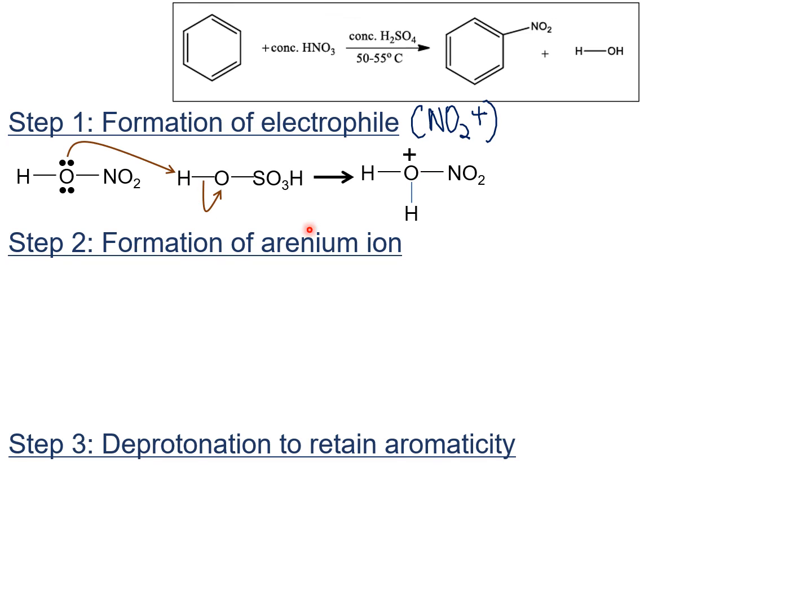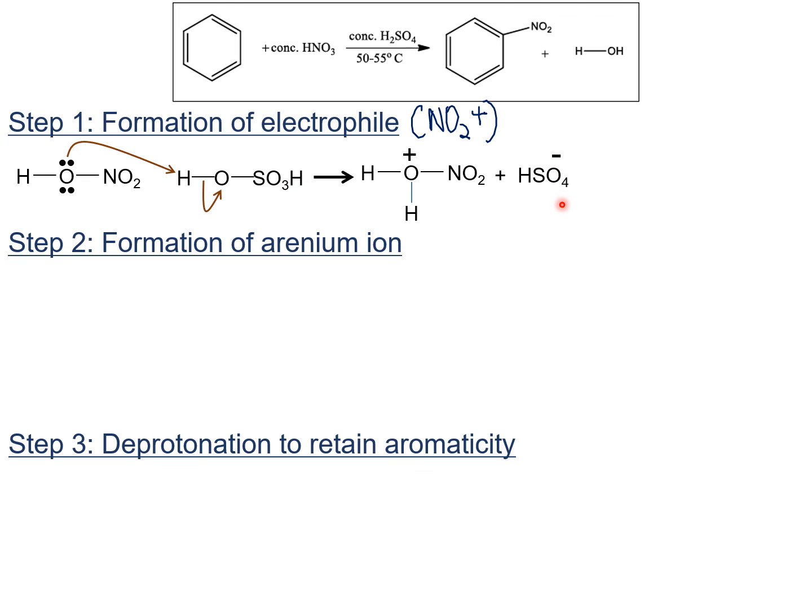Lepas tu, hydrogen atom ni tak dapat negative charge sebab apa? Sebab dia break the bond dengan this oxygen atom of H2SO4. Therefore, this oxygen lah yang akan dapat negative charge. Okay. So, kita boleh pendekkan sama ada kita buat O minus SO3H ataupun terus saja buat HSO4 minus.